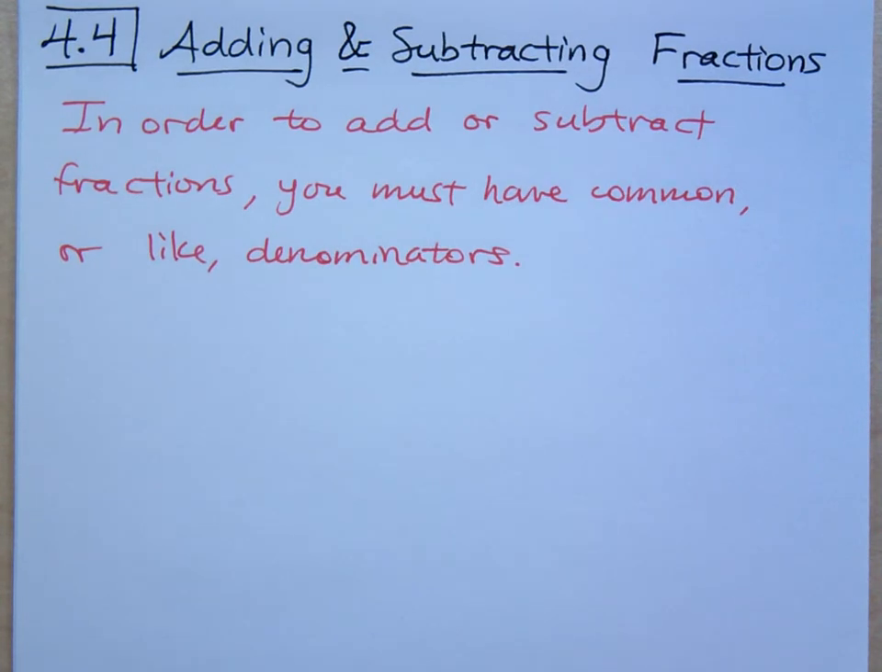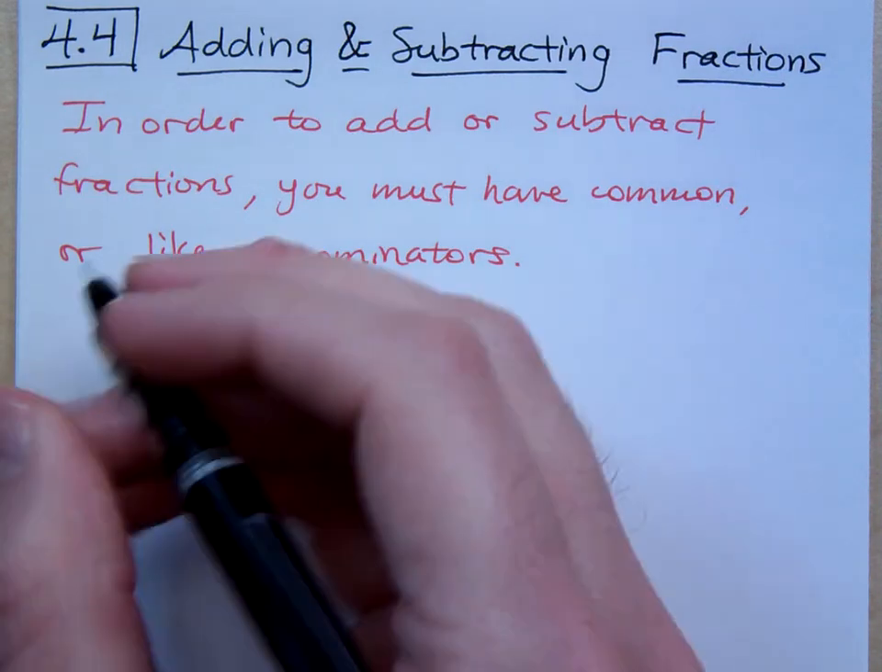If we were multiplying, did it matter? No. Addition and subtraction, it does matter. And the reason we want to have like denominators is because we want to make sure that we are comparing the same thing, the same size, right? So here's what we need to know.